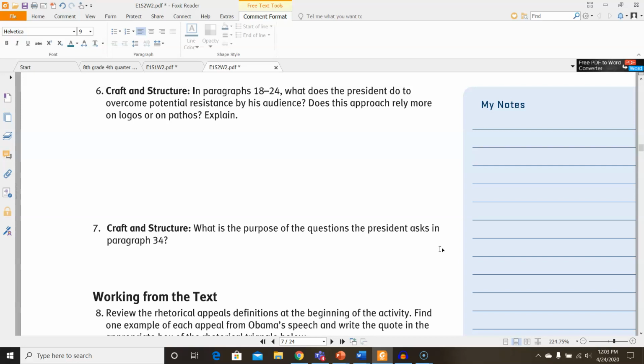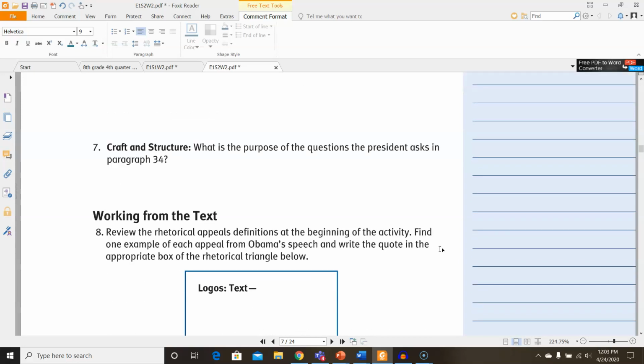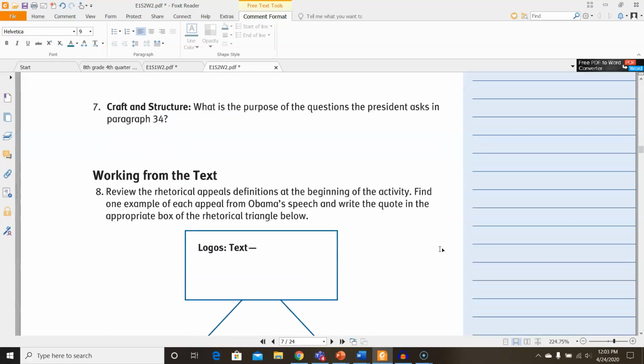So after you figure out what he's doing to overcome it, you're going to figure out if that approach is more like logos or more like pathos, and then why. Number 7 says, what's the purpose of the questions the president asks in paragraph 34? So look at paragraph 34 at the questions he asks, and then determine what the purpose he's going for is.